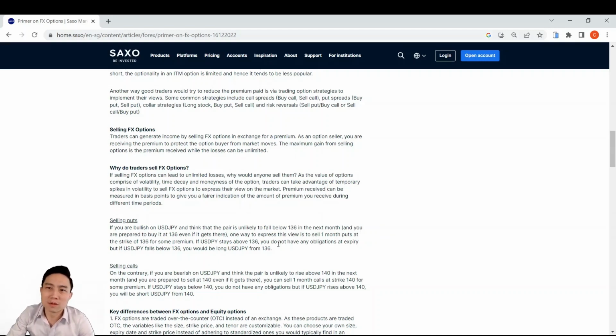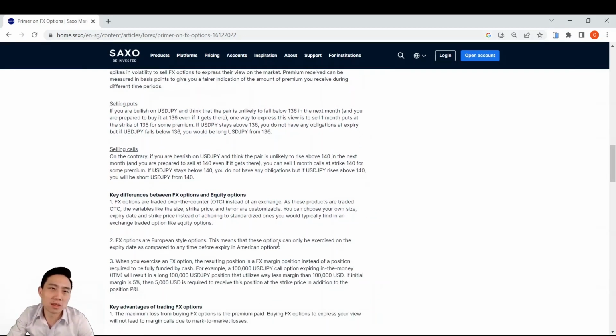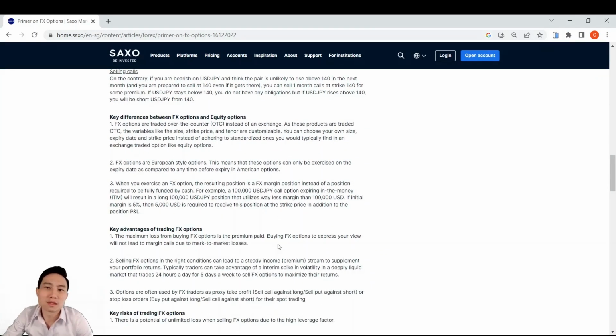So what are some of the key differences between FX options and equity options? The first is that FX options are traded OTC, or over the counter, instead of on an exchange. As these products are traded OTC, variables like size, strike price, and tenor are customizable, unlike listed options, which are standardized, like one option equal to 100 shares for most US exchanges, and they only have monthly expiry dates.